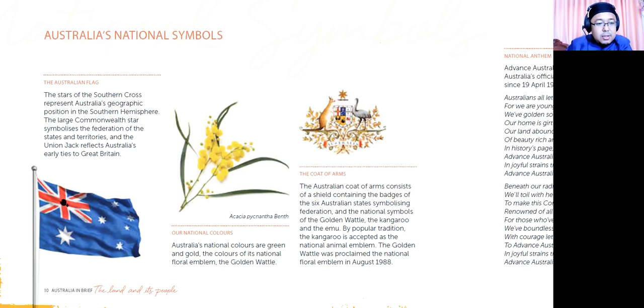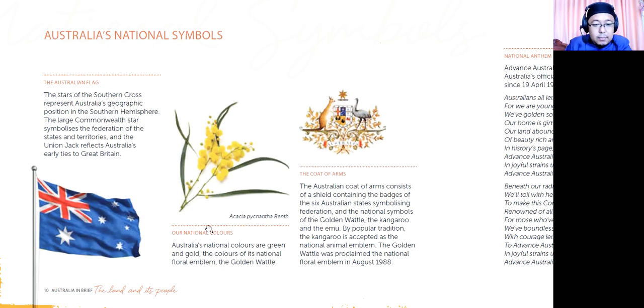This is called Union Jack. And this is the area of Australia here. And that's the large Commonwealth star, this one. And 1, 2, 3, 4, 5, so this is 5 areas, Southern Cross. So this is the symbol of the Australian flag.